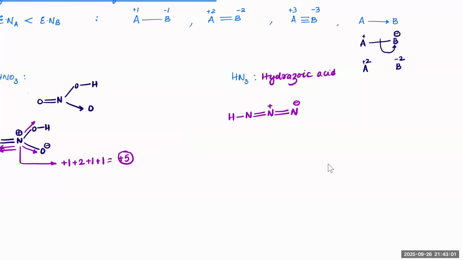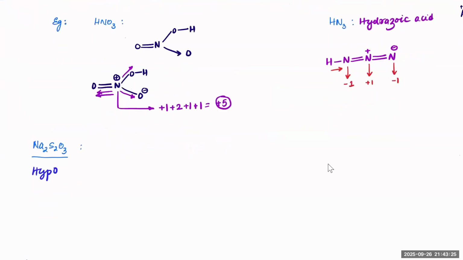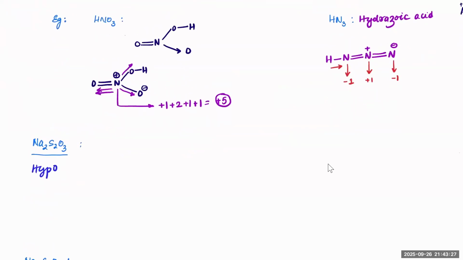How do we check? See here, nitrogen is gaining one. That's it. There is no other gain or loss from the other end. So which makes it, this nitrogen has minus one. And this nitrogen has plus one. And this nitrogen has minus one again. So these are the oxidation states of respective nitrogens. Clear? HNO3 and hydrozoic acid. I hope all of you understood this part.